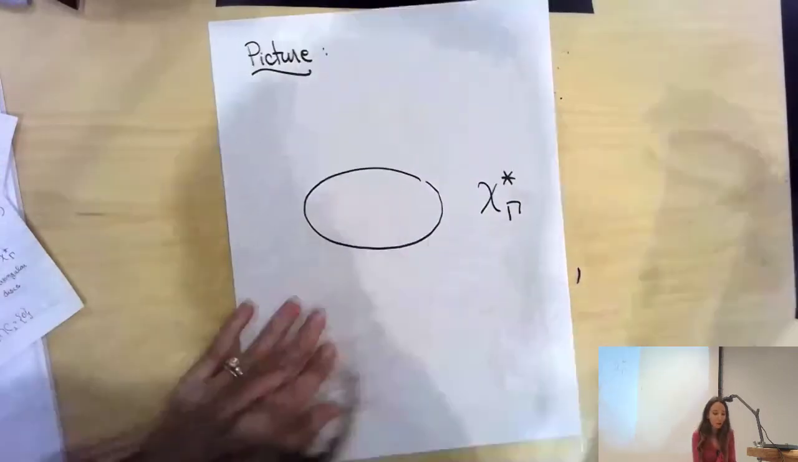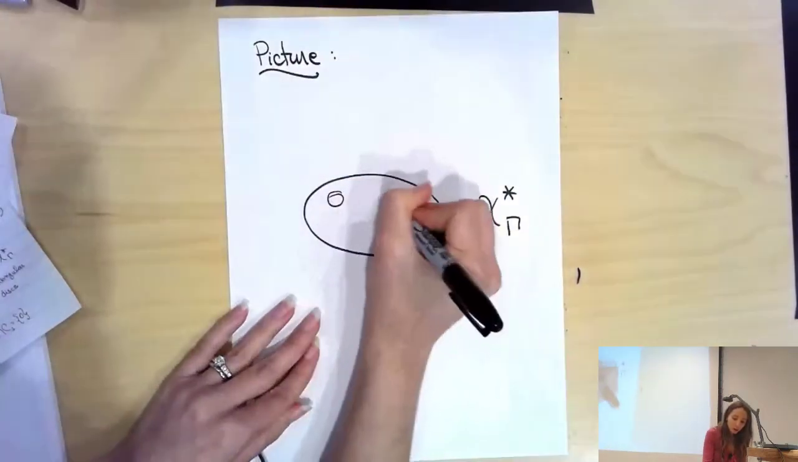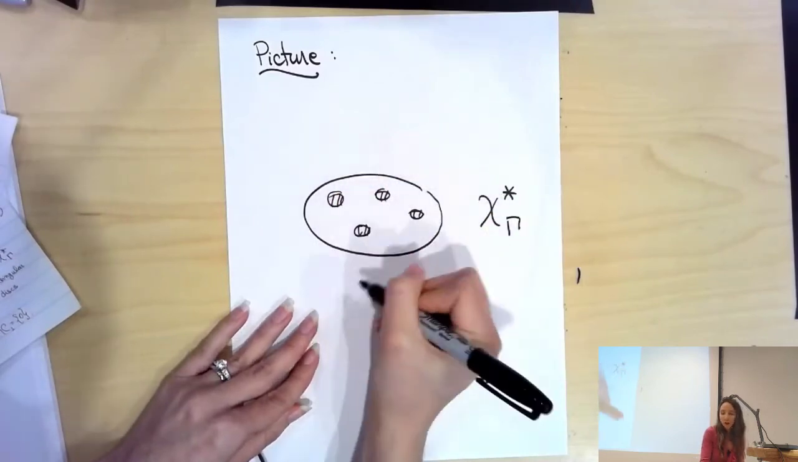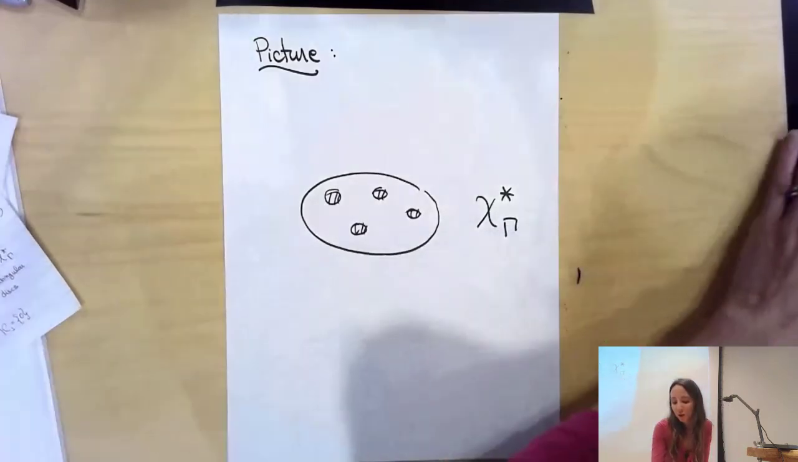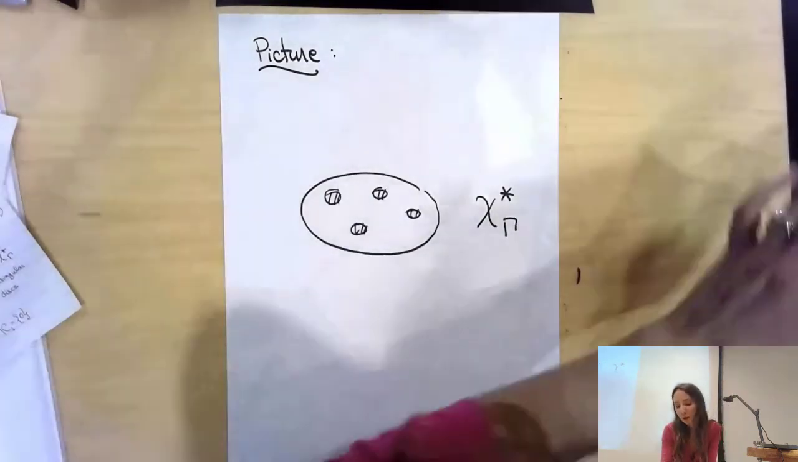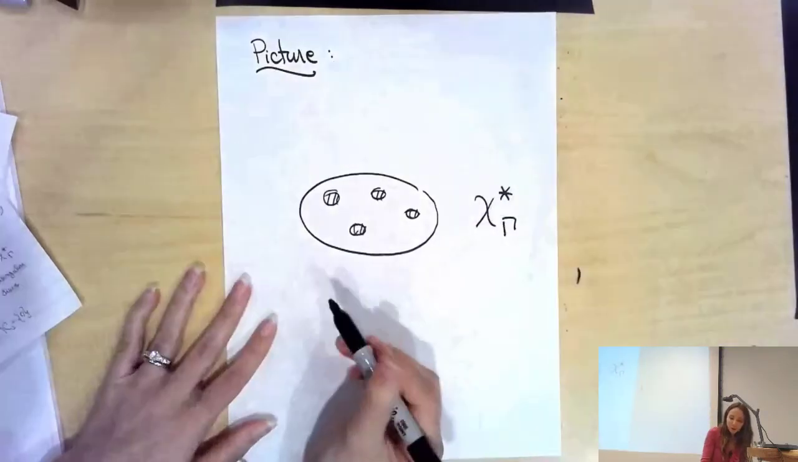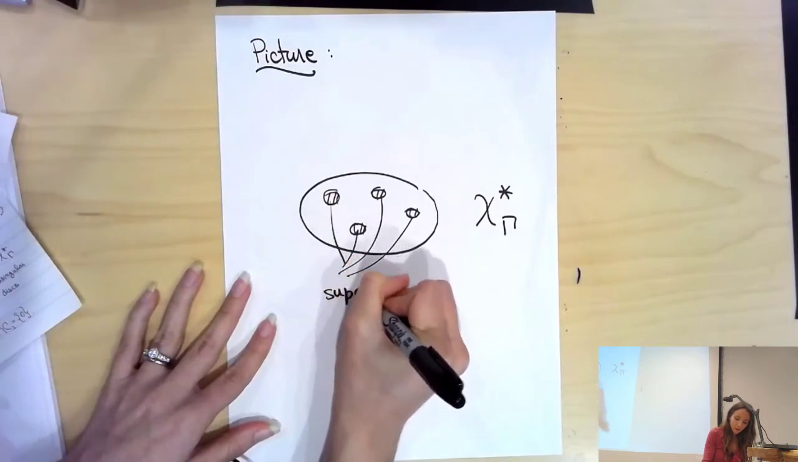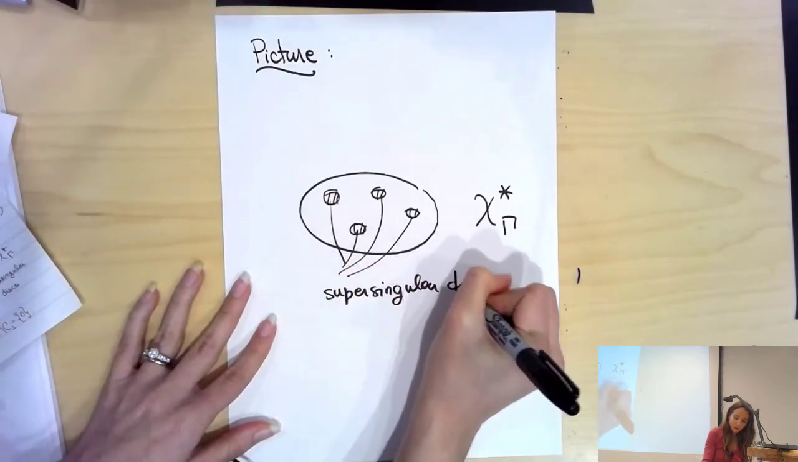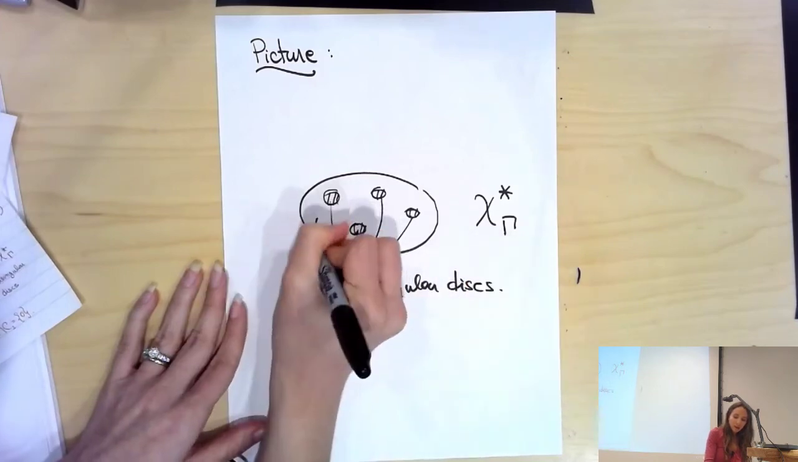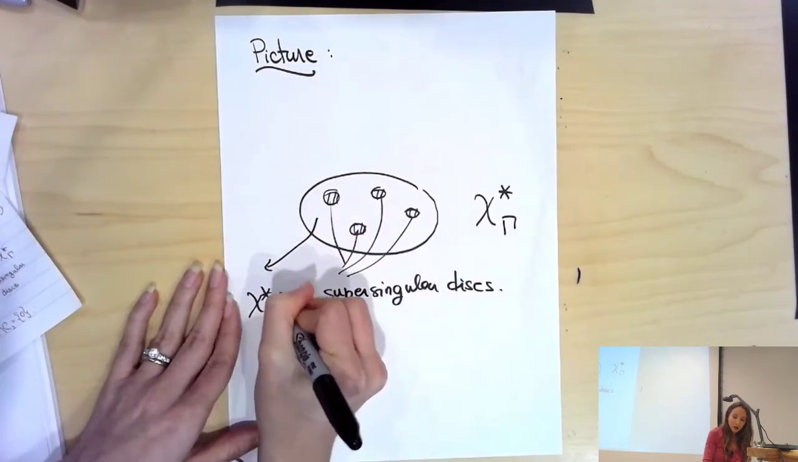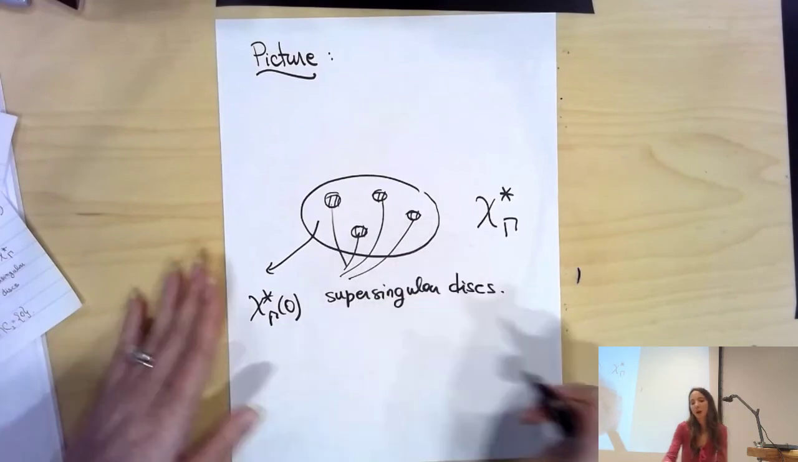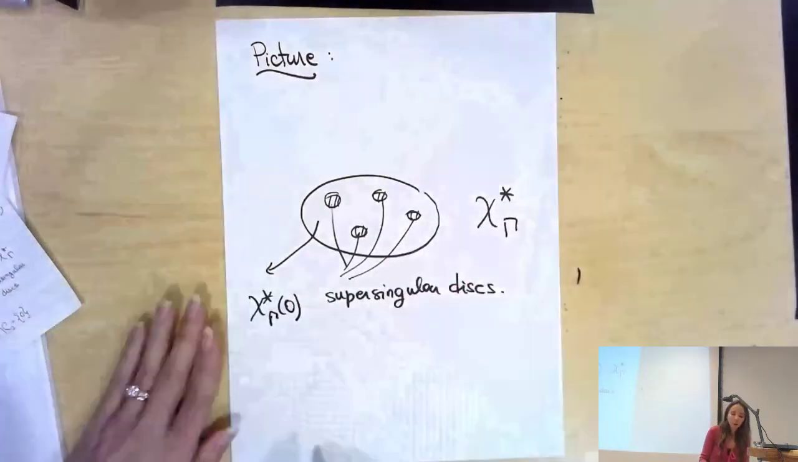You have, say, 4 supersingular points. These correspond to 4 supersingular disks that, under the specialization map from the adic space to the special fiber of the corresponding formal scheme, reduce to supersingular points. And everything else is the ordinary locus. So X star gamma 0. All right. And this specializes to the open complement of the supersingular points.